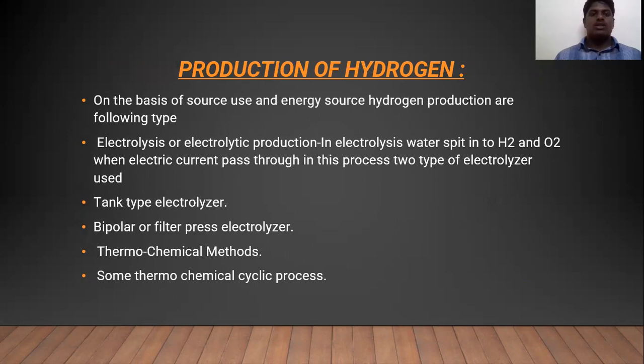Production of hydrogen. On the basis of source and energy source, hydrogen production is of the following types. Electrolysis or electrolytic production: in electrolysis, water is split into H2 and O2 when an electric current passes through it. In this process, two types of electrolyzers are used: tank type electrolyzer and bipolar or filter press electrolyzer.